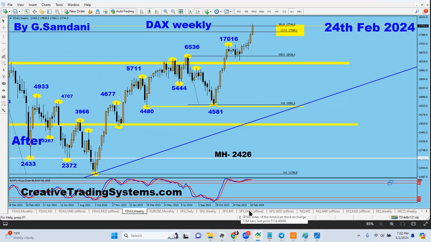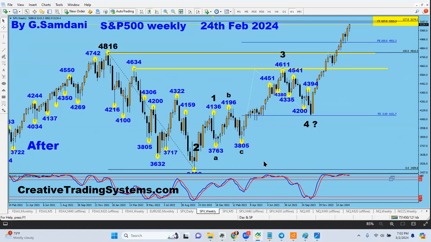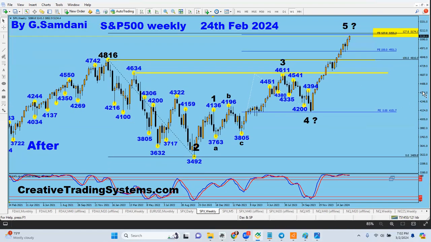But S&P 500, you can see the weekly chart. My target for wave 5 was actually this area: 127 of this expansion and 127 of this extension, right? And we were here when I made the chart, so we are still going there powerfully, and that's why I opened the trade over there.